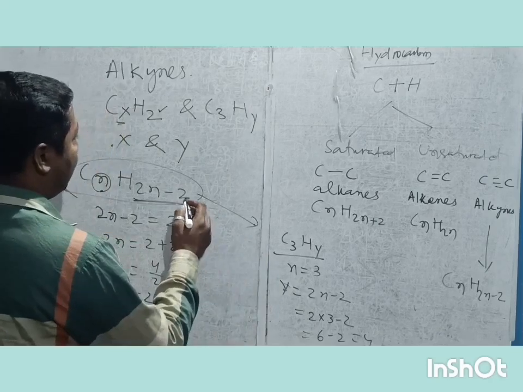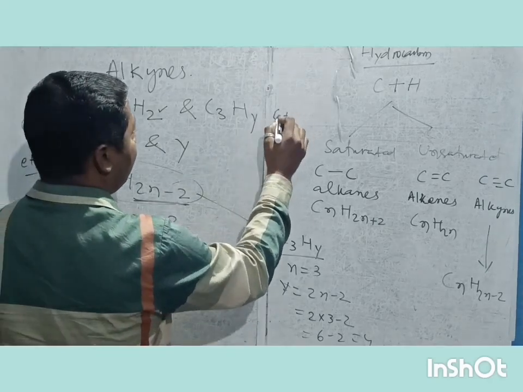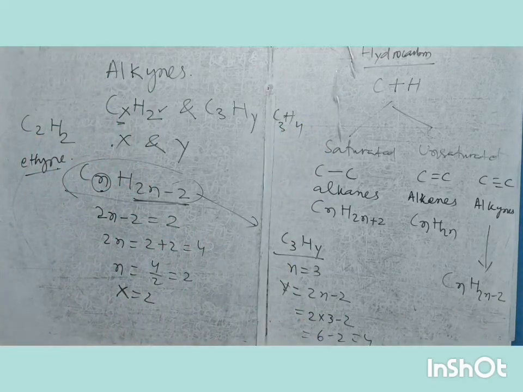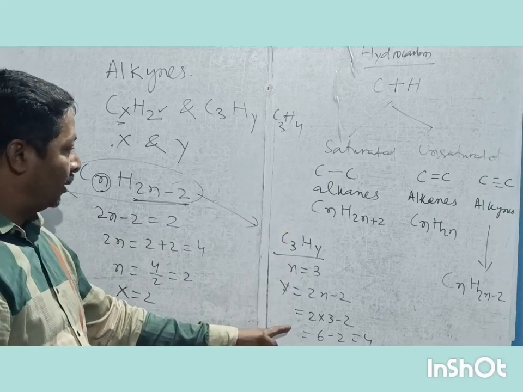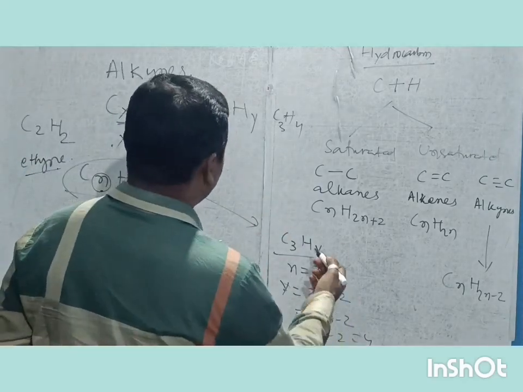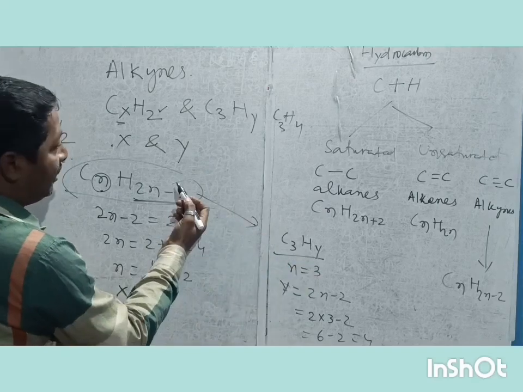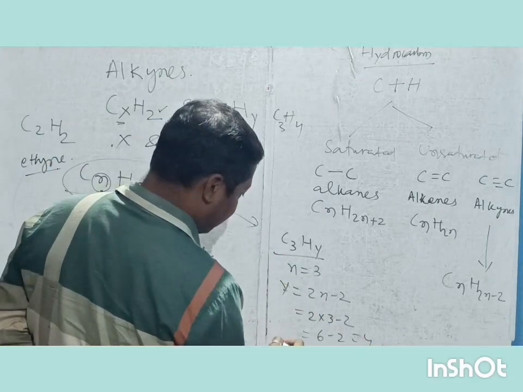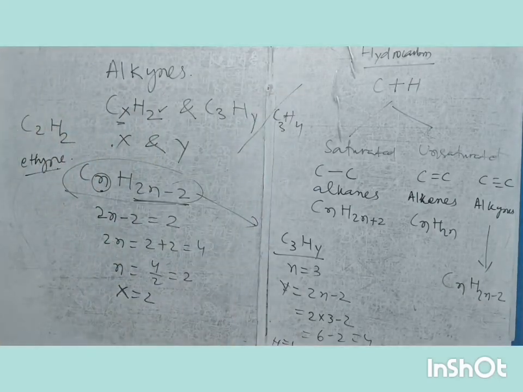So this compound is how much? C3H4. C3H4 because y is 4 here. y equals 4 means H equals 4, because y is the number of hydrogens. So C3H4. What is C3H4?